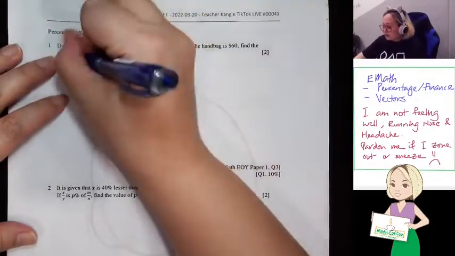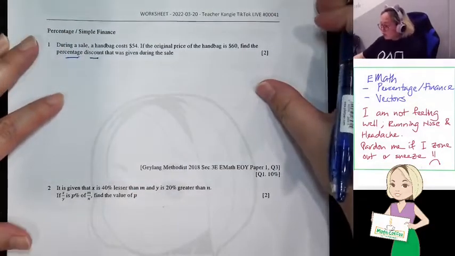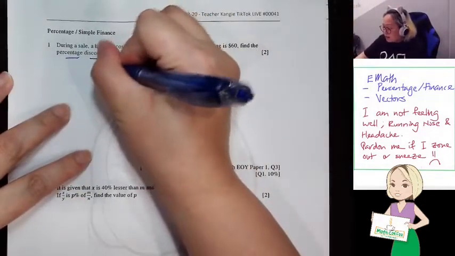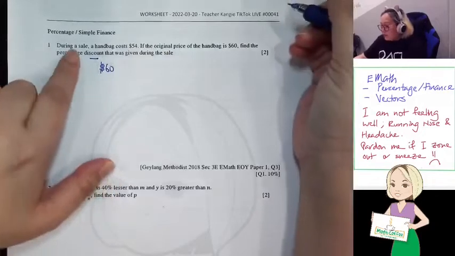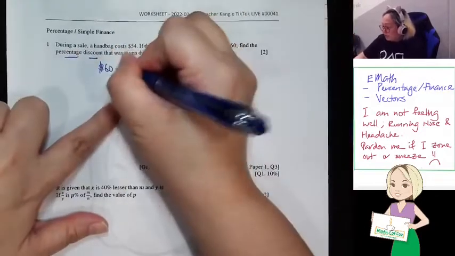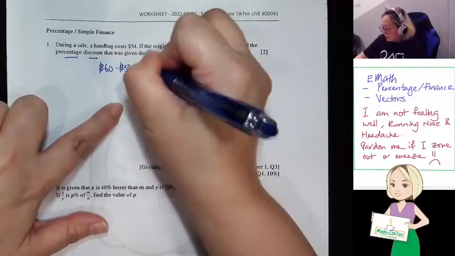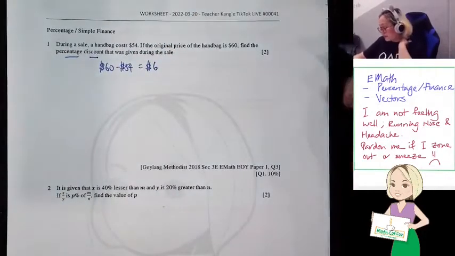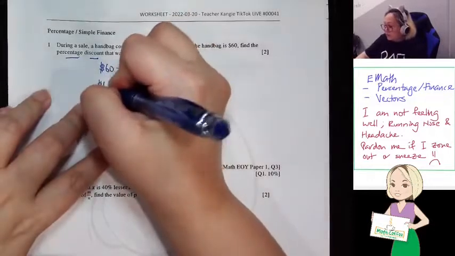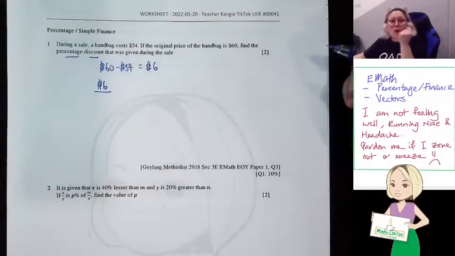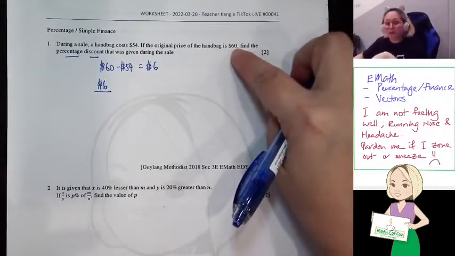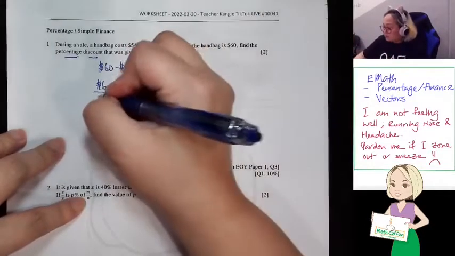So, they want the percentage discount. What you need to do is find the discount amount first. The original price is $60. During the sale, it costs only $54. So let's find out what the discount amount is. It will be $6. To find the percentage discount, you take the discount amount, always over the original. So it's over the original price, which is $60.